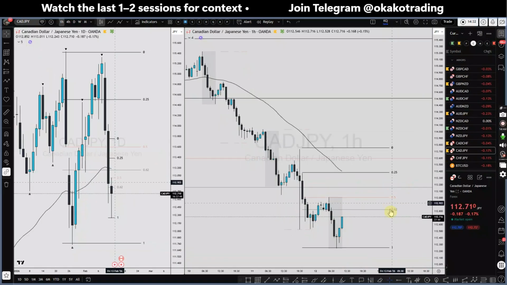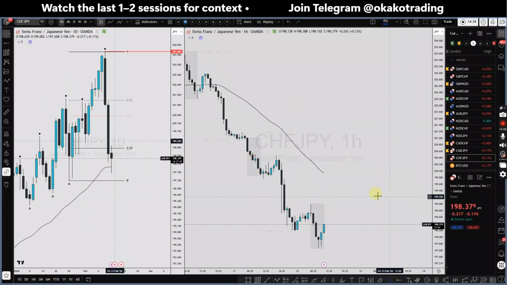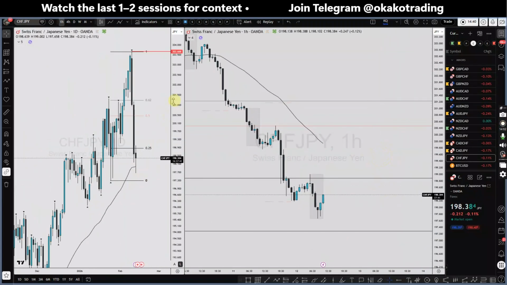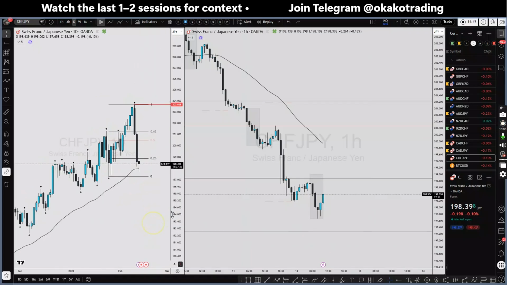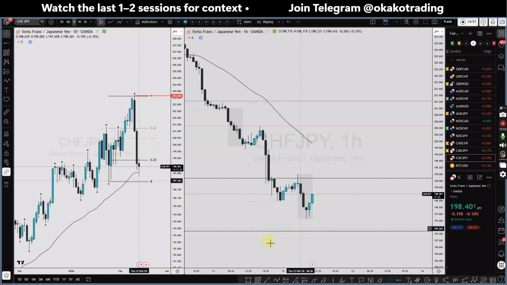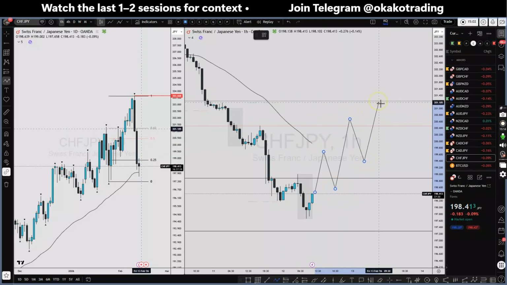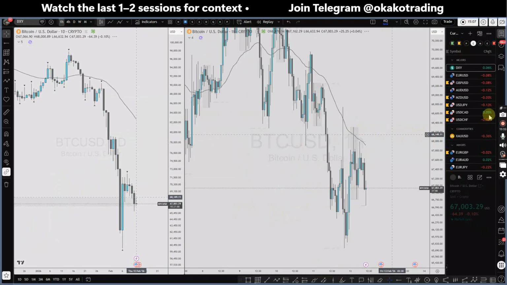Okay, CAD JPY, we're waiting for something like this. Let's set the alert. CHF JPY, we are in a very much discounted price region, in a bullish environment. We're currently testing the 50 EMA on the daily time frame. I'll be waiting for an intraday structural shift, a breakout structure, and hopefully a clear trend above the 50 EMA. Then I can start looking for longs. BTC USD, nothing.